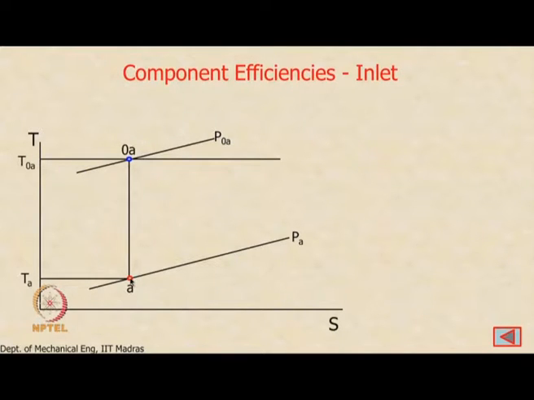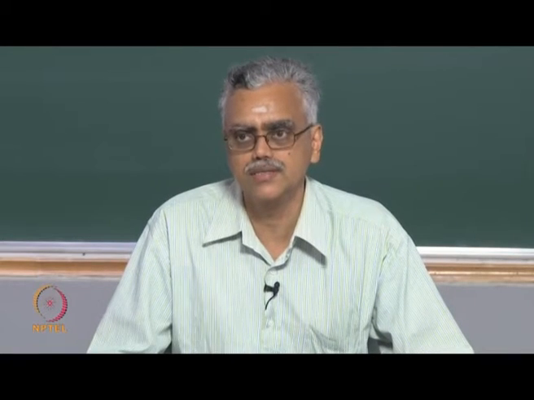Okay, starting from this static state, the flow is going to be decelerated at the inlet, and there is going to be an increase in static pressure, right? That is what we are looking at. So you can see that starting from this static state, the flow undergoes a deceleration process, so that there is an increase in static pressure, right?